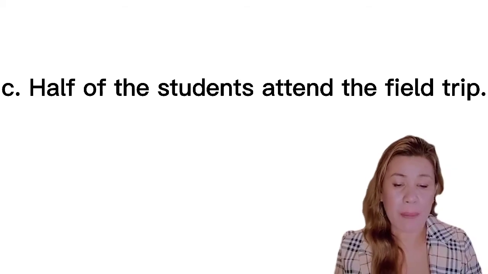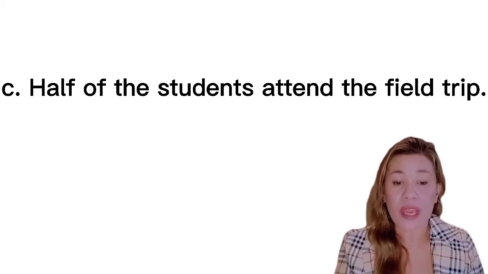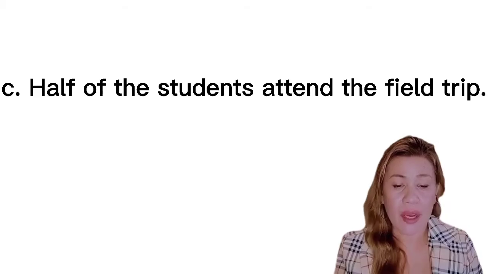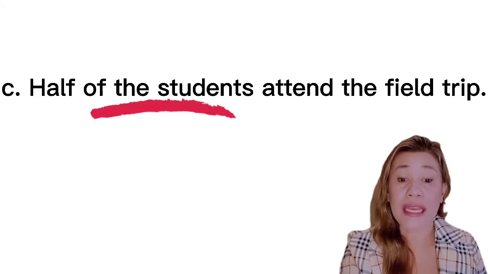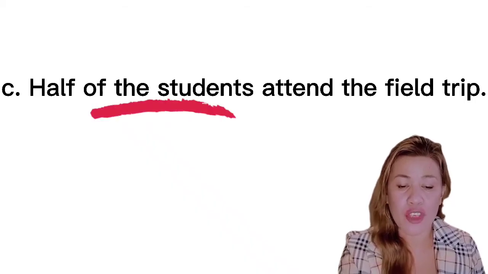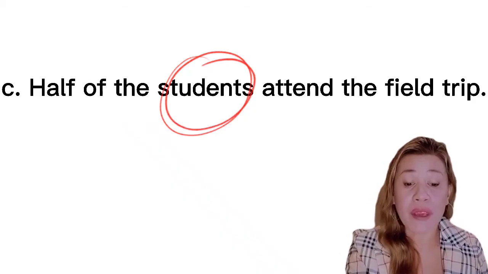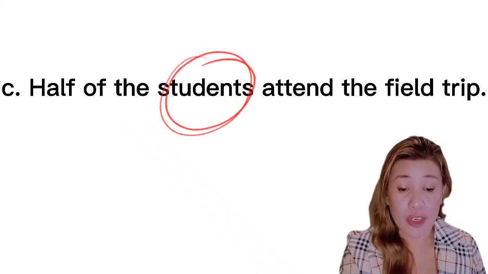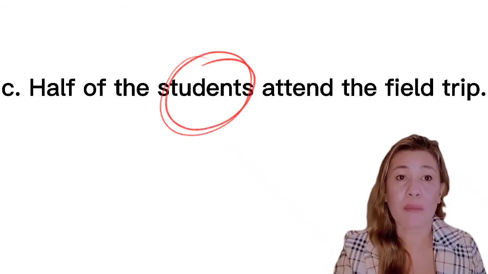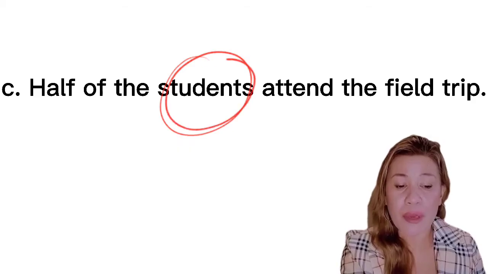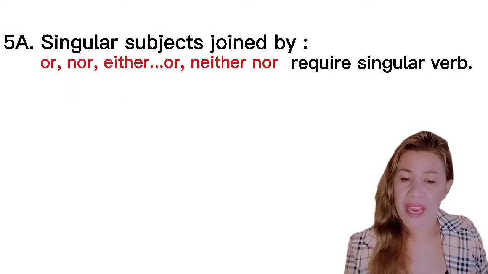Moving on to the third example. Half of the students attend the field trip. We have a prepositional phrase here, of the students. And our object of the preposition or the noun accompanying our preposition is students, plural in form. Therefore, the half of here, which is a mathematical expression, is considered plurally, and therefore it will need a plural verb. So our verb here, which is attend, makes sense. Okay? So that's it.